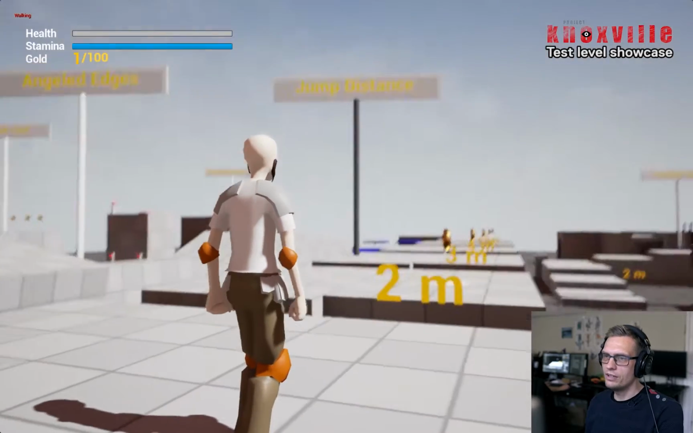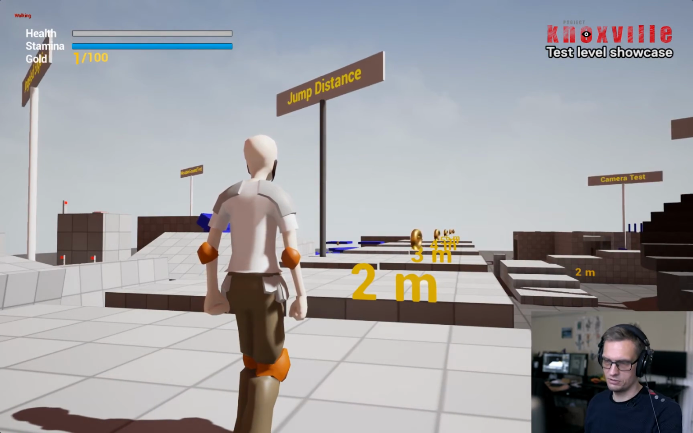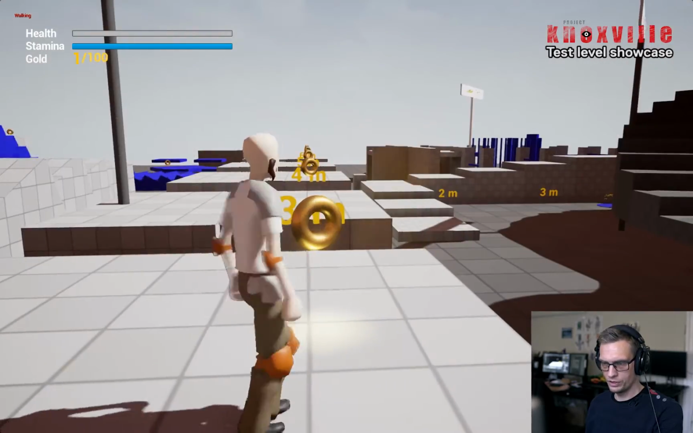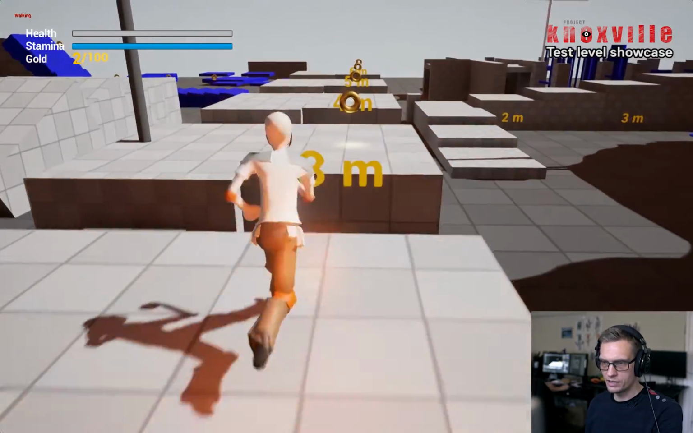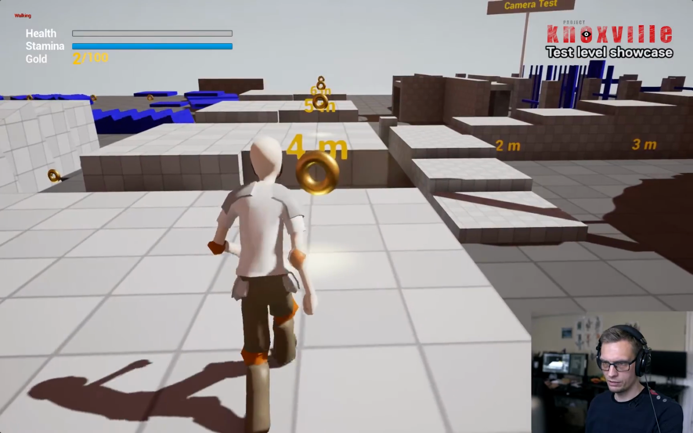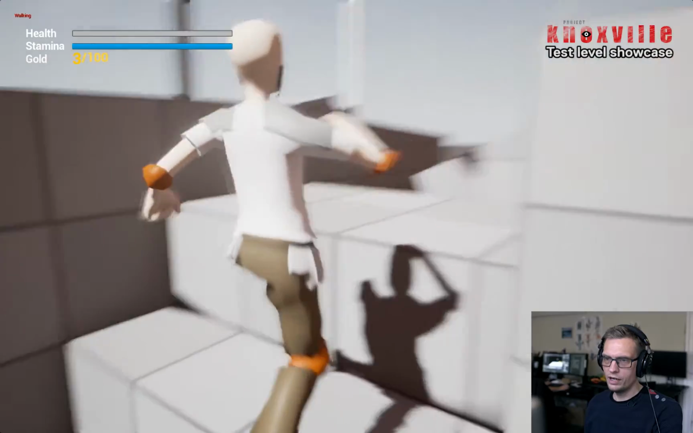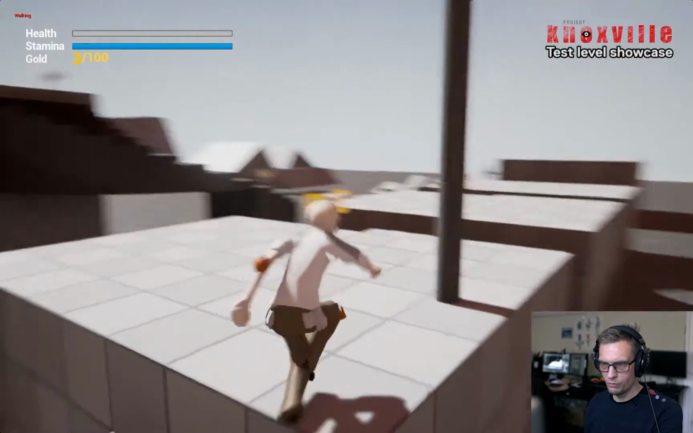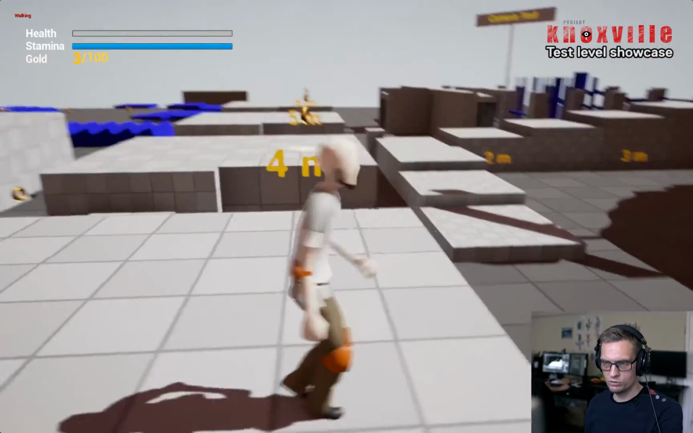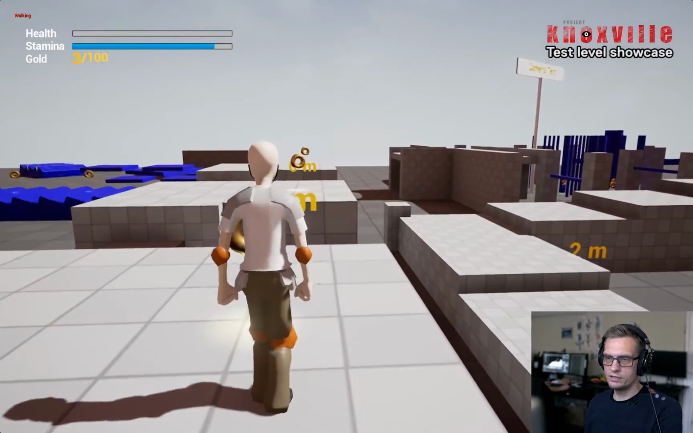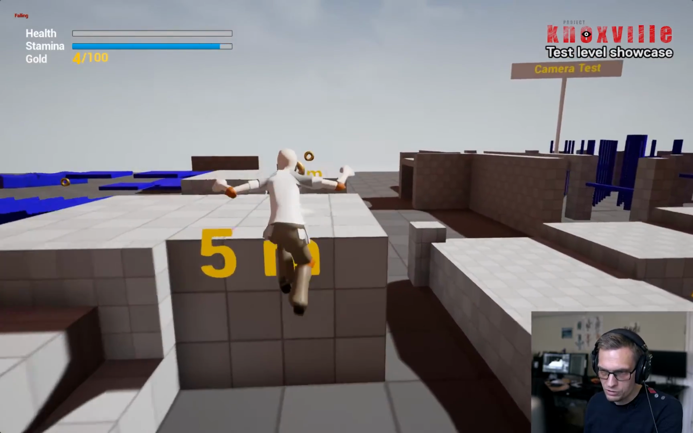But anyways, here I am testing jump distances, and now I'm just running at a normal speed, and as you can see I can easily get across 2 meters, I can get across 3 meters. 4 meters is right now the limit if I'm just running normally, but if I'm sprinting, which I'm doing now, I can easily get across. I can also get across 5 meters.